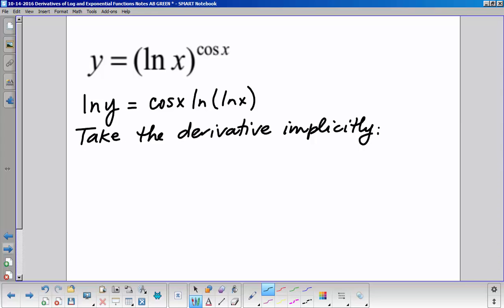And what do we get? 1 over y times dy dx equals. Would this be a product? Yes. Every time you do this, it's a product on the right. All right, so it'd be cosine x.